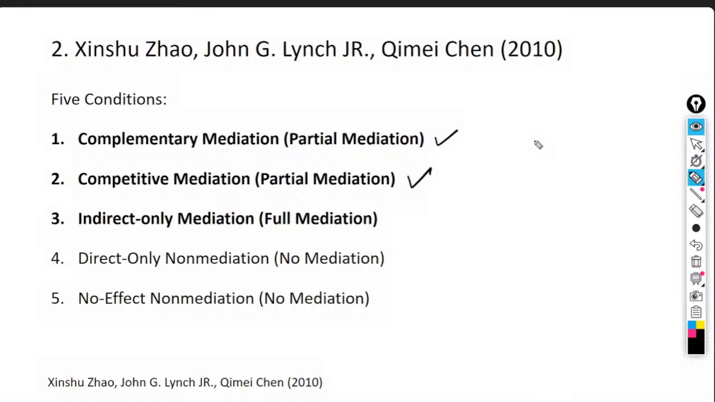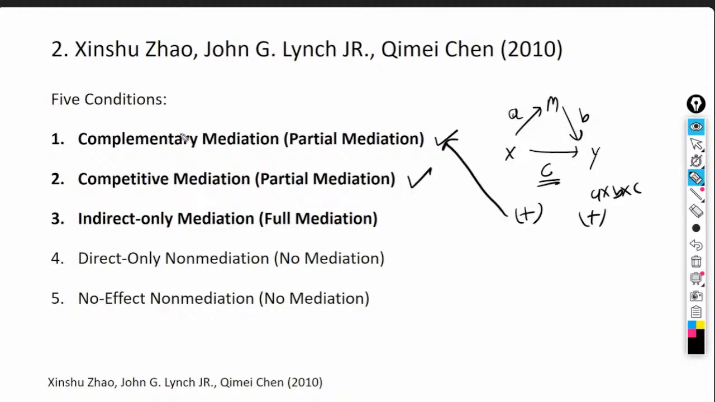Here in complementary mediation, there are 3 relationships you can see: X, Y, and M. This is our direct relationship C. This is the indirect relationship A and B. If the direct relationship is positive and A into B into C is also positive, then this is known as complementary mediation. If A into B into C is negative and the direct effect is positive, it is known as competitive mediation.